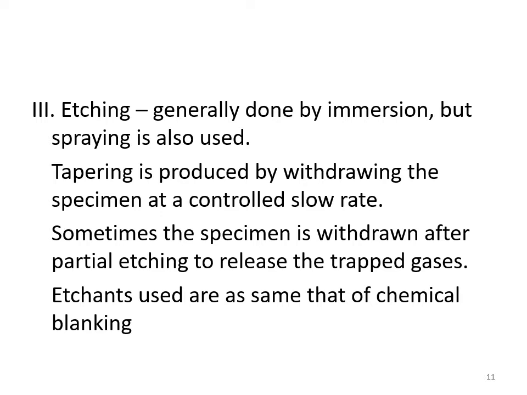Tapering is produced by withdrawing the specimen at a controlled slow rate, so that initially the material is not removed, and a larger diameter is obtained. At the depth of the workpiece, it is exposed for a larger span of time, so that it can be removed to a greater extent. That is how the tapered cross section is obtained. When we withdraw the workpiece at a very slow rate, generally a tapered cross section can be obtained.